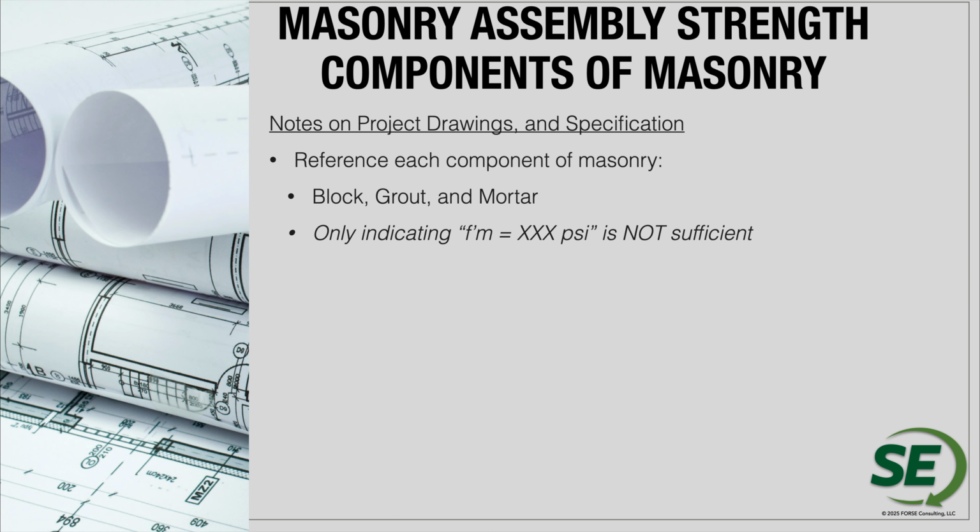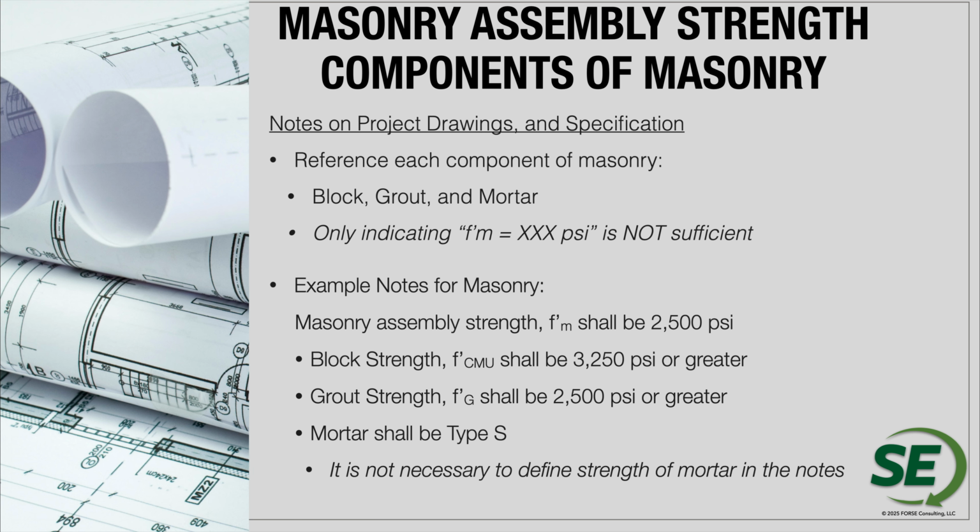So again, back to what we recommend for notes for the project, it's not good enough to just indicate the F prime M value. What we really want to see is F prime M defined, but then we also want to see, for example, if we have a masonry assembly strength of F prime M of 2,500 psi, then we also want to specify the block strength being F prime CMU of a certain value here, 3250 or greater. We know that we want to use type S mortar, and then we also know that if our F prime M is 2,500, then our grout strength should at least be 2,500 psi.